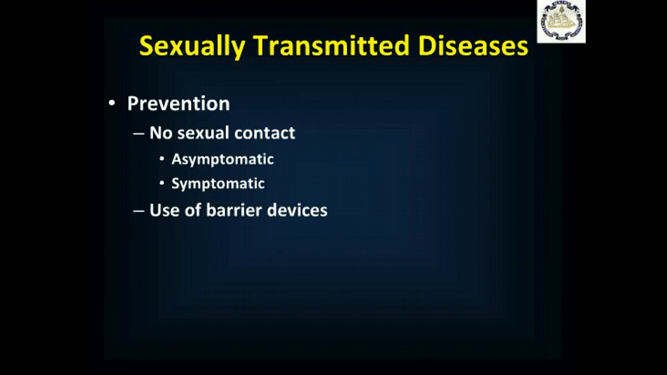So how do we prevent STDs? Well, the simple answer is no sex. If there's no sexual contact, you can't spread an STD. And that's absolutely true in any symptomatic patient, but even asymptomatic individuals still may be able to spread these various STDs. And so really the only sure prevention is no sexual contact.